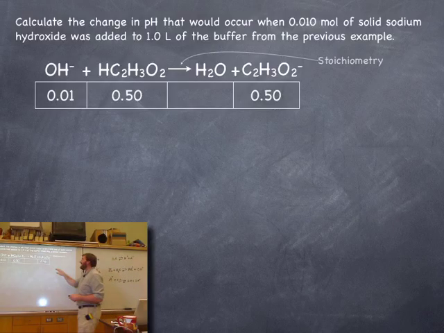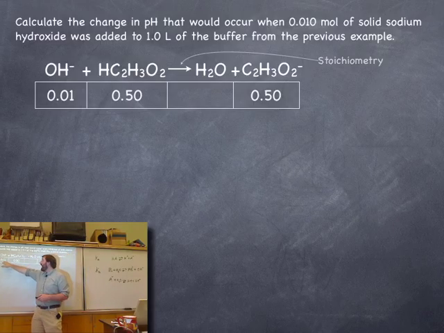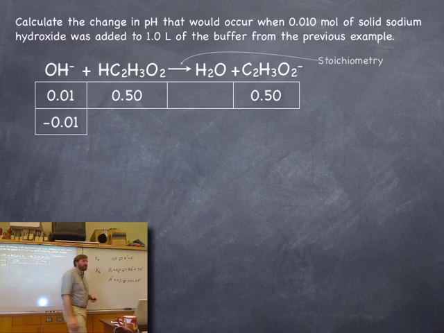So I have each of these guys to start with, but again, I'm not doing this as an equilibrium problem. I'm doing this as a stoichiometry problem. I'm going to say I use up all of the strong base. It gets completely used up. That's the assumption we're making.